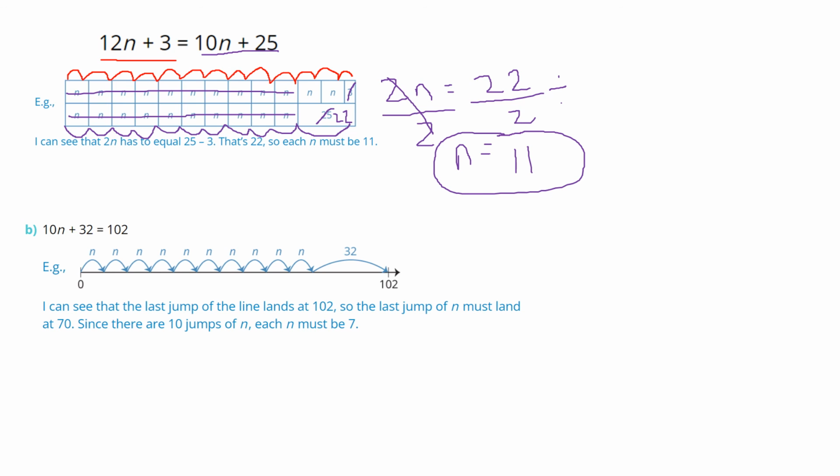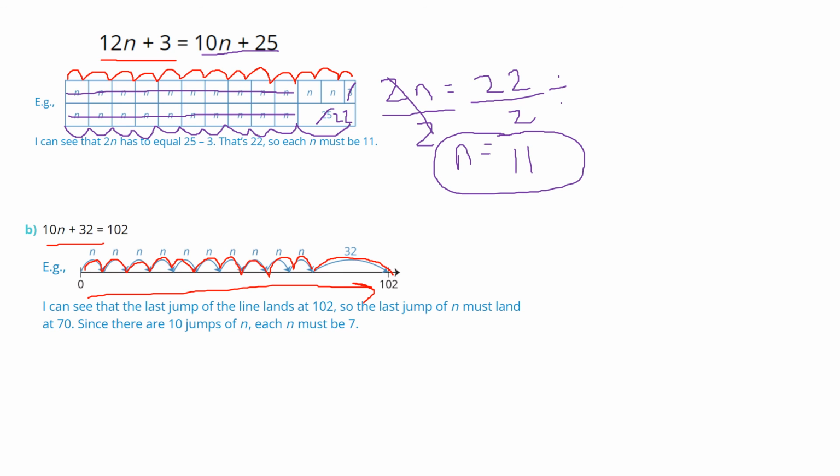And our last one here, 10n plus 32 equals 102. So with this one, we have 1, 2, 3, 4, 5, 6, 7, 8, 9, 10 on the top, plus our 32, our big jump, must equal 102 on the bottom. So you can see that the last jump of the line lands at 102, so the last jump of n must land at 70. Since there are 10 jumps of n, each n must be 7 as a result.